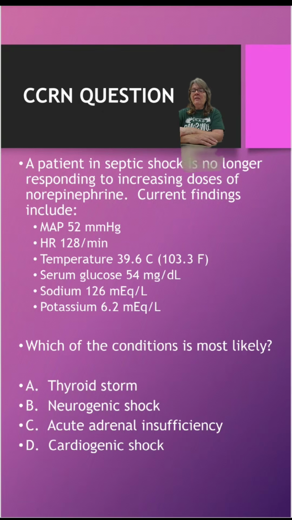Current findings include patient has a MAP of 52, heart rate of 128, temperature of 39.6, which is 103.3 Fahrenheit, glucose of 54, sodium of 126, and a potassium of 6.2. Which of the conditions is most likely? So we have thyroid storm, A. B is neurogenic shock. C is acute adrenal insufficiency. And D is cardiogenic shock.